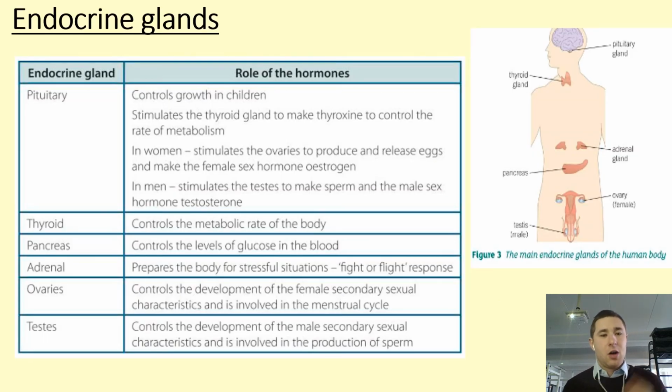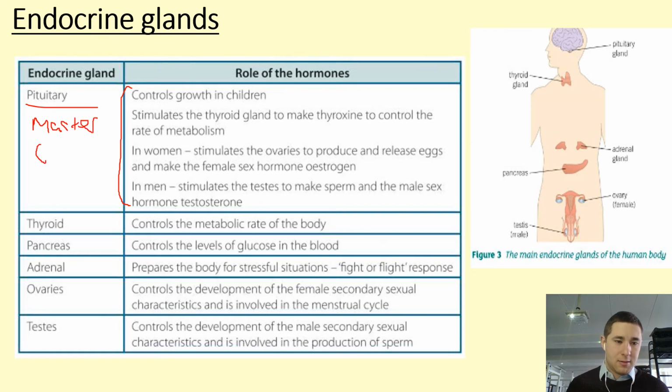So here's a quick list of some of them and the different things they do. You'll see that this gland here, the pituitary gland, has a massive list of things that it does. Sometimes the pituitary gland is called the master gland, because it is the gland that controls other glands. So yeah, sometimes that's called the master gland.